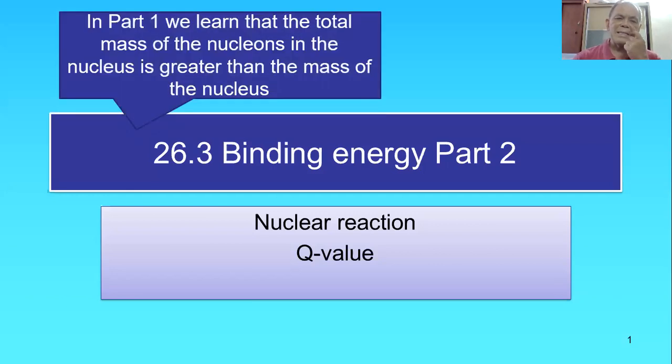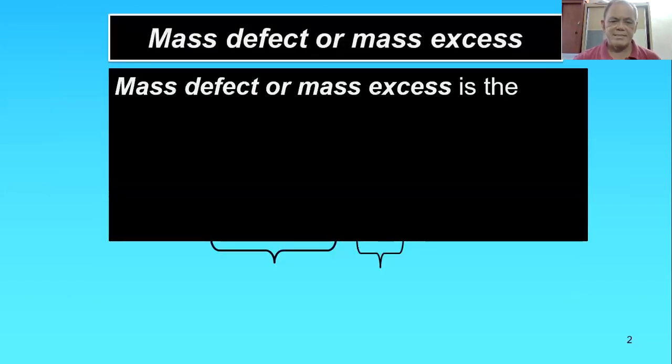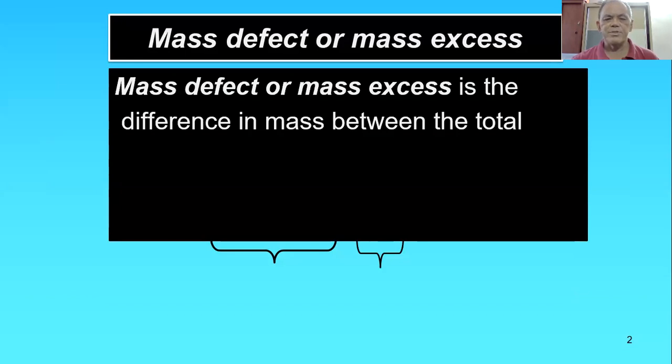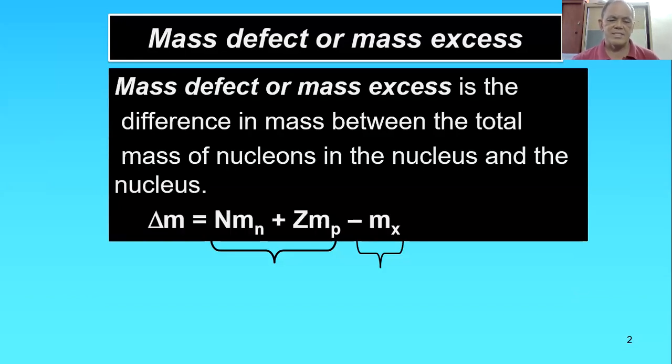In part 1, we learned that the total mass of the nucleons in the nucleus is greater than the mass of the nucleus. And this difference in mass, we call the mass defect or mass excess. It is the difference in mass between the total mass of nucleons in the nucleus and the nucleus.